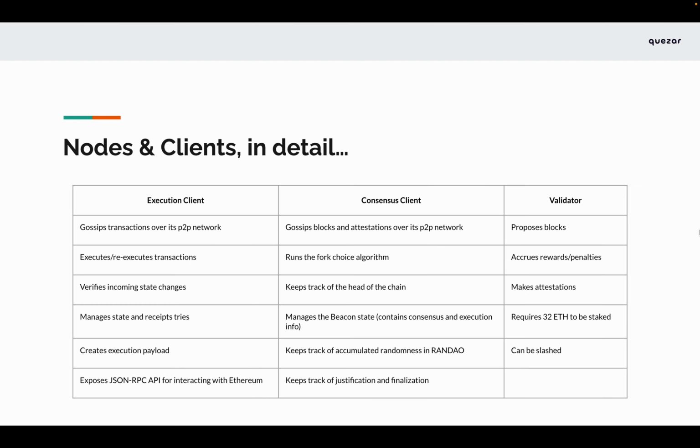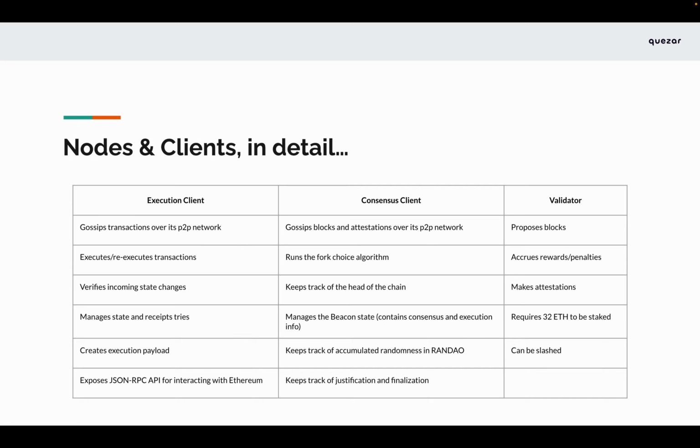So to summarize the clients, we have the execution client, which gossips transactions over its P2P network. It executes and re-executes transactions. If you remember, anytime a transaction is added to a block, the block is propagated to the network and the other nodes of the network re-execute all of the transactions to verify and validate them. The execution client also verifies incoming state changes, and it manages the state and receipt trees.